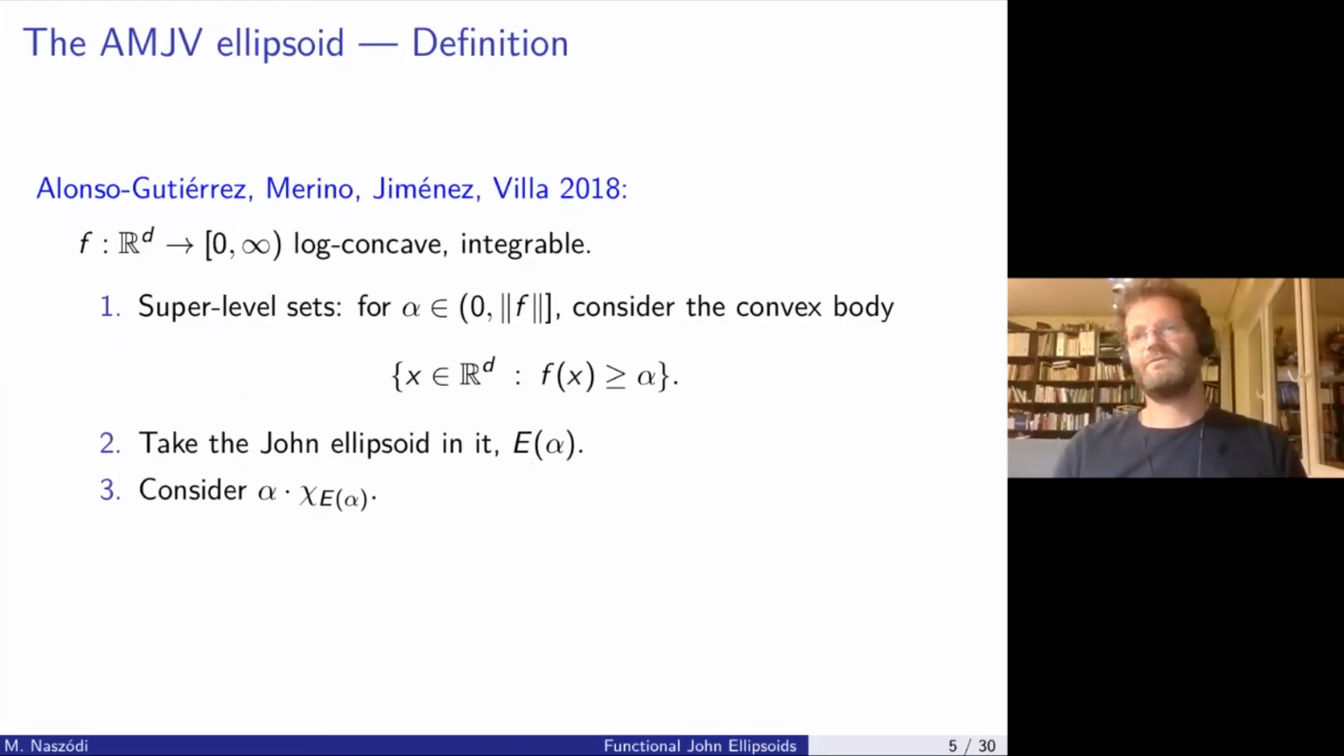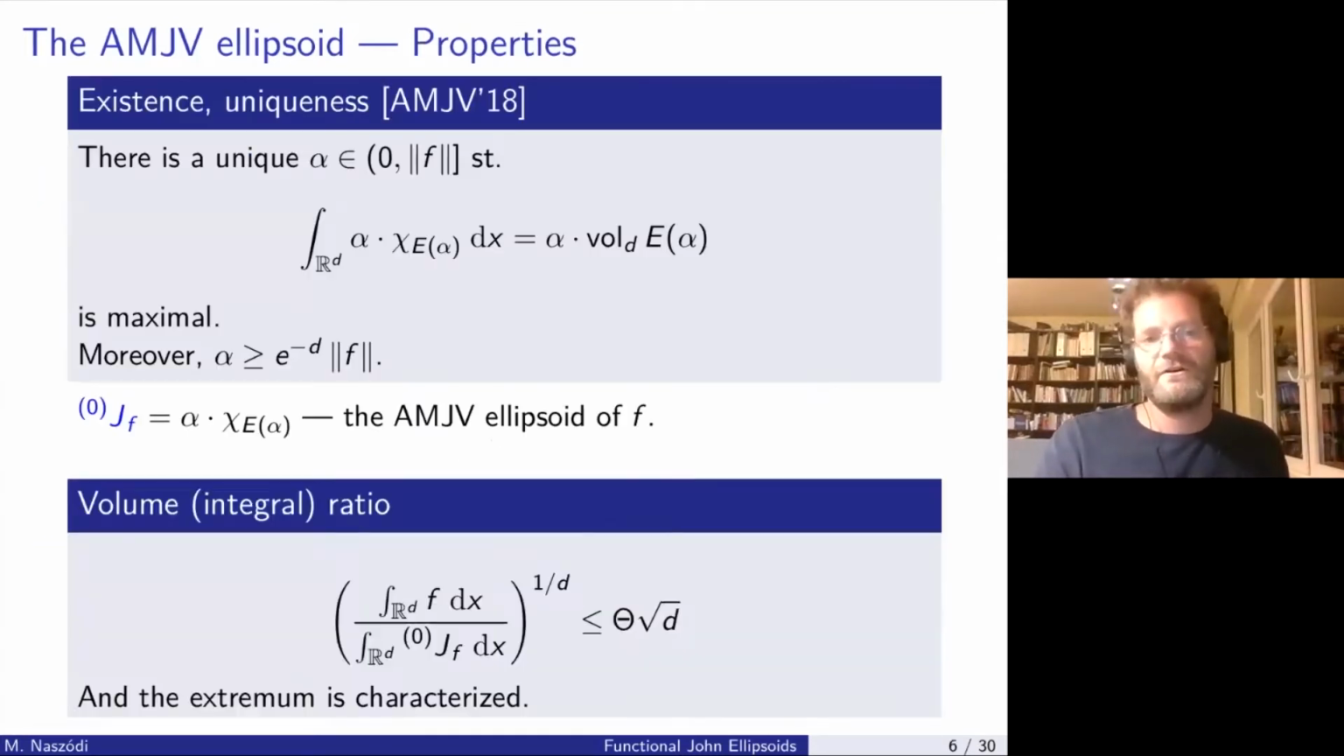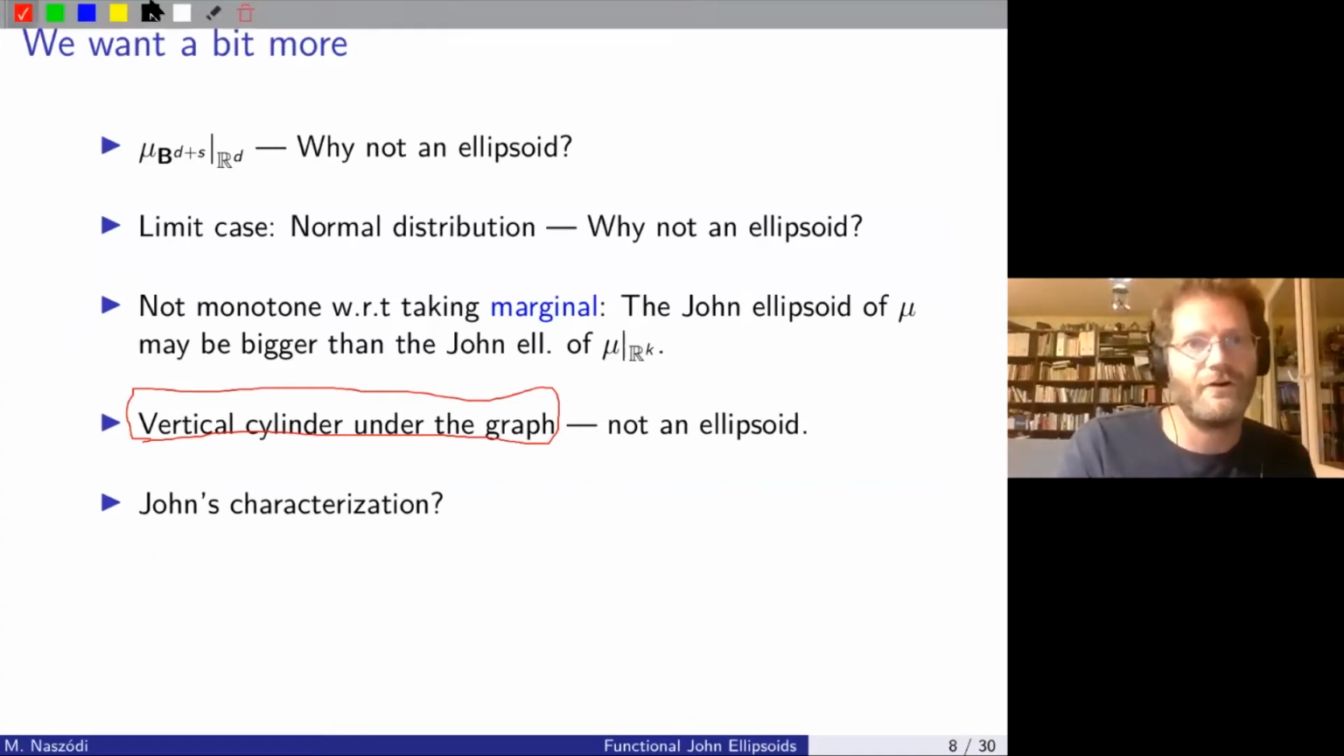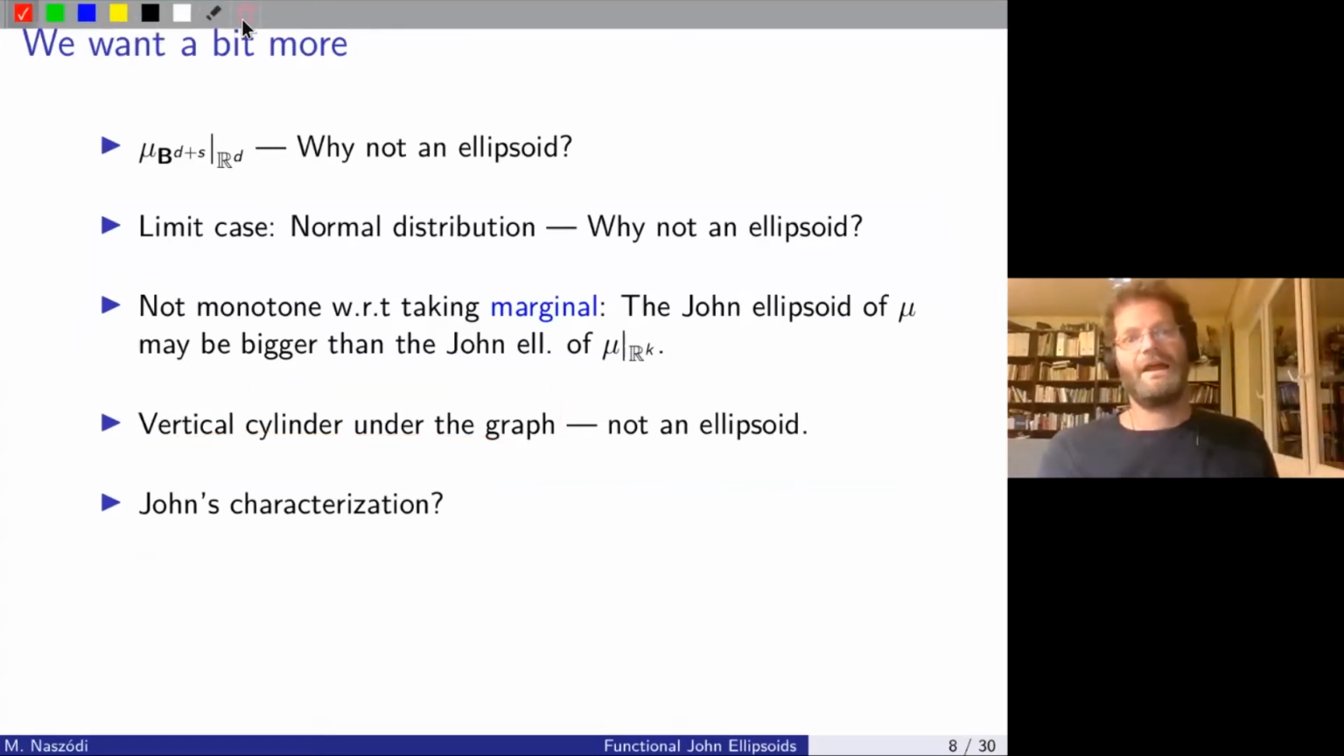What we did was take the graph of your function, and we simply found some big volume cylinder under this graph. That's what it is. It's the biggest volume, ellipsoid-based cylinder. So why is it that the John ellipsoid is not an ellipsoid, it's a cylinder? And then the next question is, where is John's characterization from the story? So I'm trying to answer these questions.